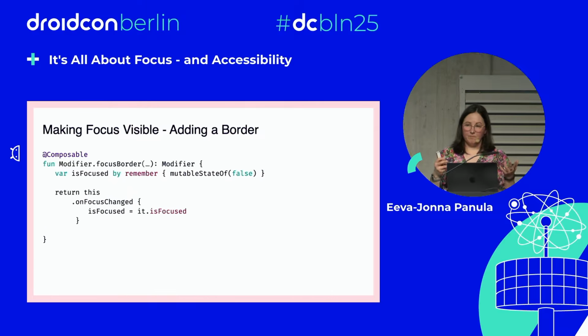Then we start building a chain of modifiers. The first modifier that we would call is onFocusChanged, in which we set the isFocused to be onFocusChanged isFocused. So, if the current component is actually focused, because we're going to need that information in a bit.